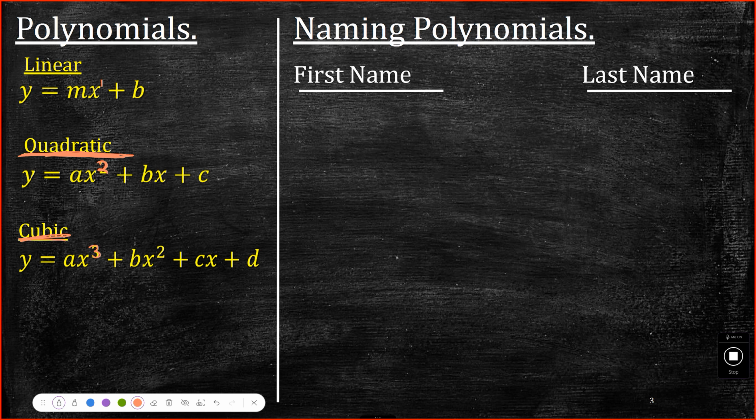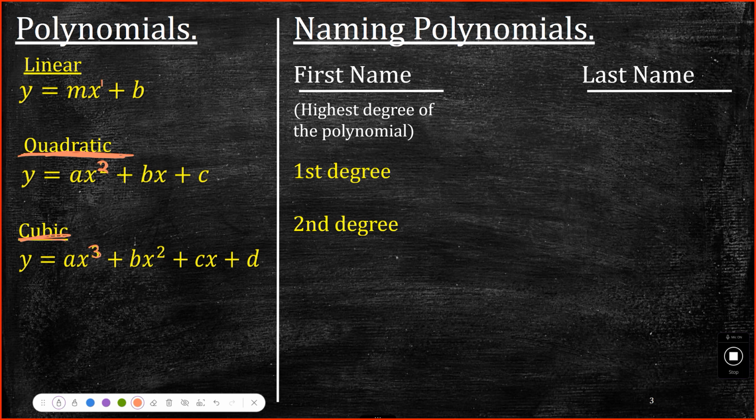So, naming polynomials, the first name would be its highest degree. So you get to choose between what? First degree, second degree, third degree. Not choose, but choose the correct one. On and on and on.